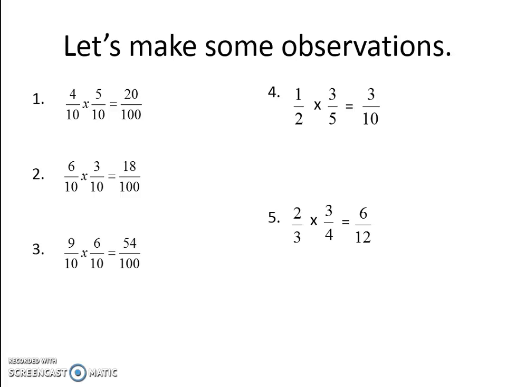So let's make some observations. Here are the 5 problems we've just looked at. I didn't give the simplified form on purpose because I want you to look at what happens. How did we get the numerators? How did we get the denominators for each? Let's make some observations. Pause the video and make some observations now.